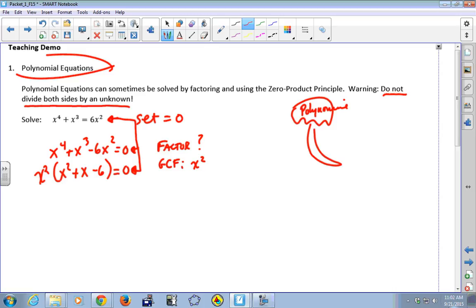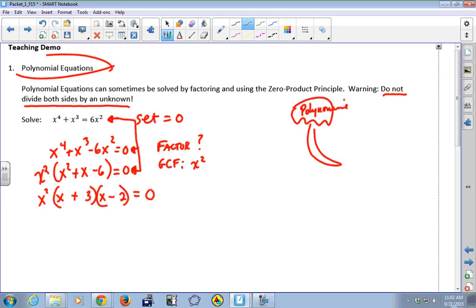But you now look at your second factor and you say, can I factor that? And you say, if I can, it's going to be 2 binomial factors. So I'm looking for factors of 6 that differ by 1. And the factors of 6 that differ by 1 are 3 and 2. And now I have to have my middle term be plus 1x, so I put my addition sign in front of the 3 and my subtraction sign in front of the 2.